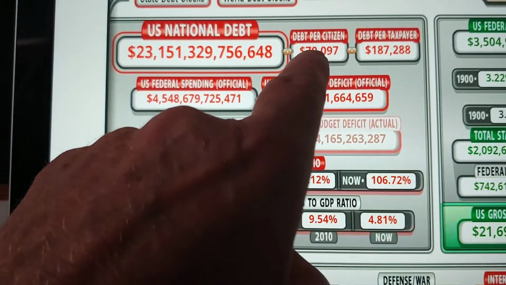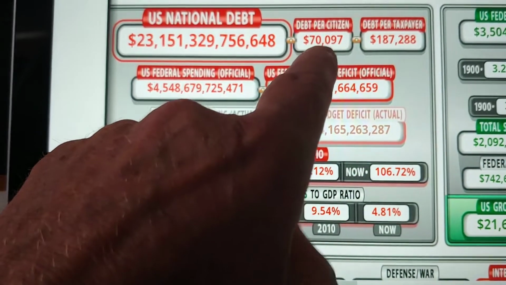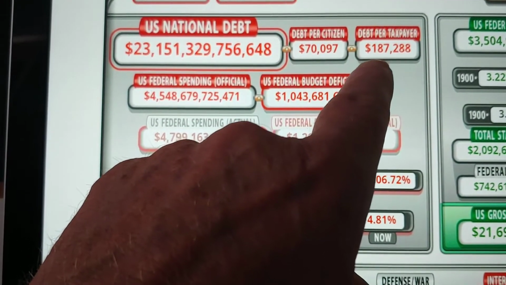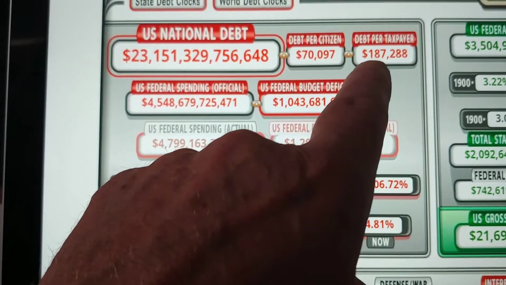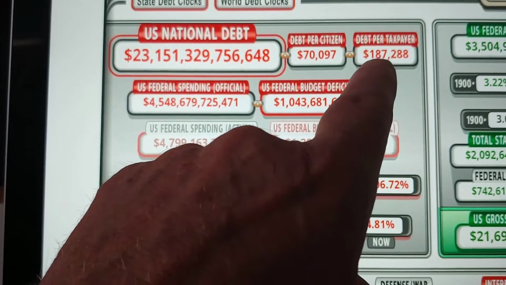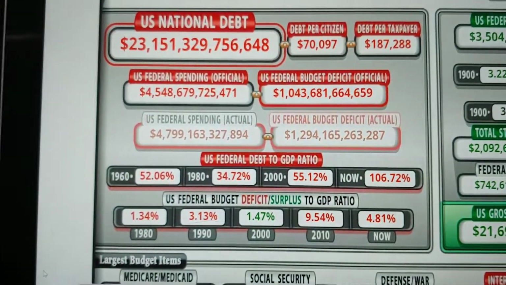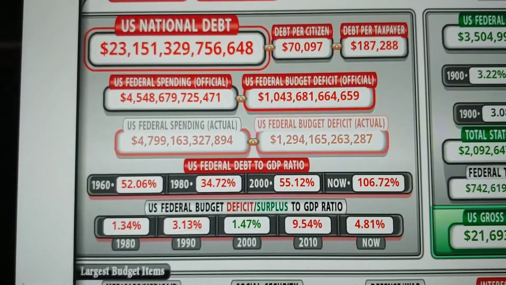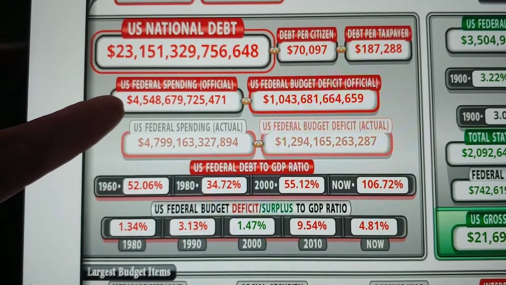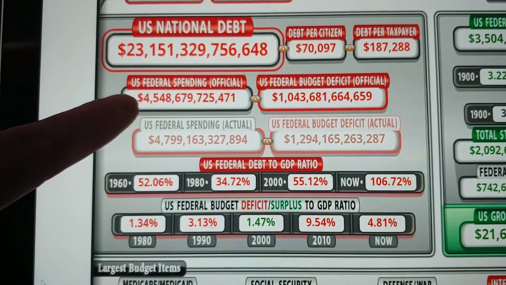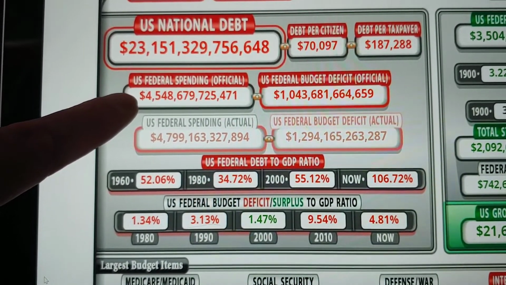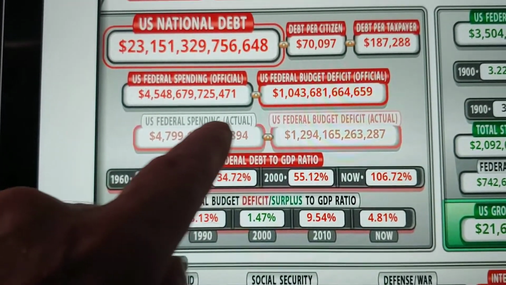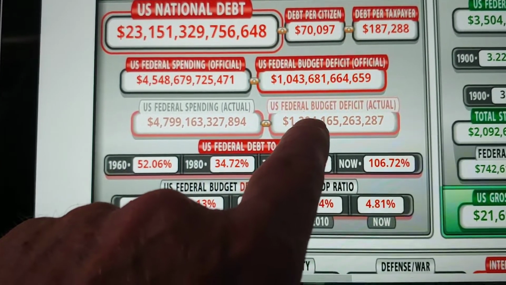That's the problem. See, not a lot of people pay taxes. So everybody, they're counting everybody here. But there's the amount of money you yourself, if you're a taxpayer, has to pony up. Now the problem is you don't have the ability to pay that. I don't think you're just going to sit down and write a check. Now the U.S. federal spending is $4 trillion. The U.S. federal deficit, and then you come down to this actual spending and the actual deficit.